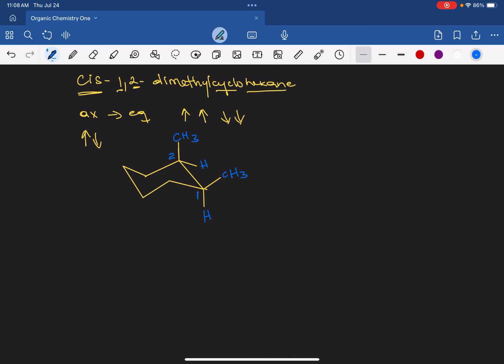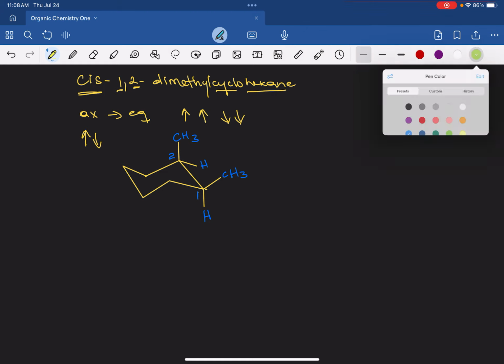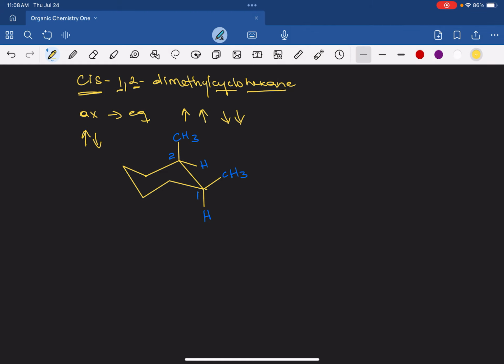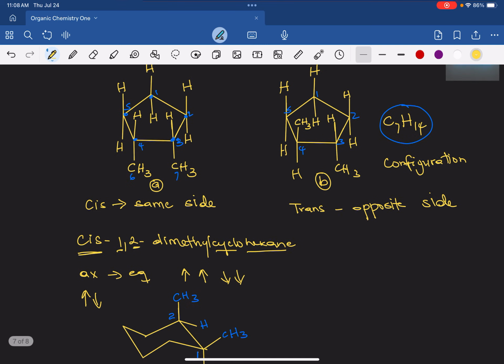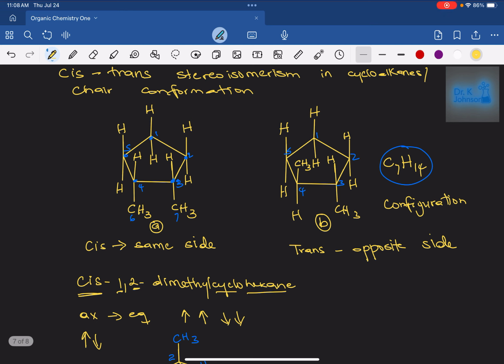Let's draw trans 1,4 methyl cyclohexane as a chair conformation, so you have practice with both cis and trans. Before I draw that, we didn't name this, but I know you're a pro. You should be able to name this.